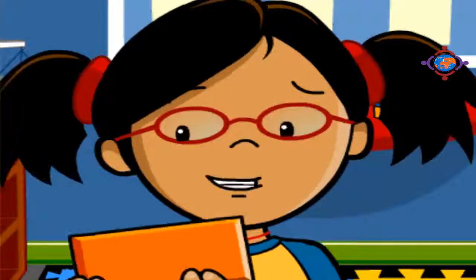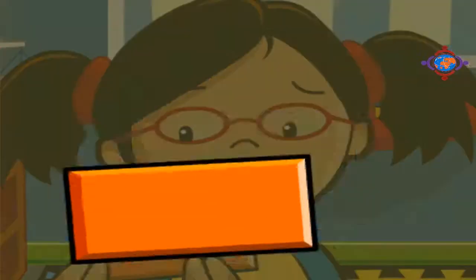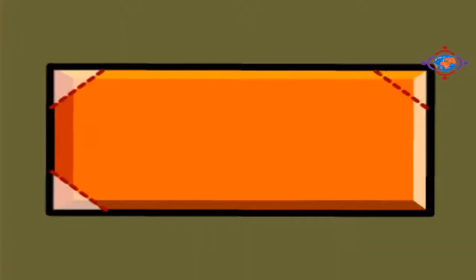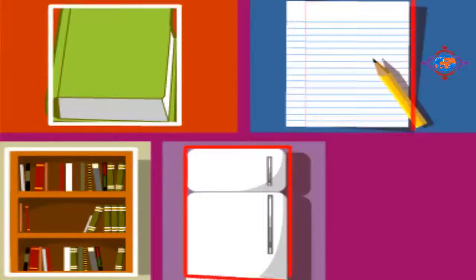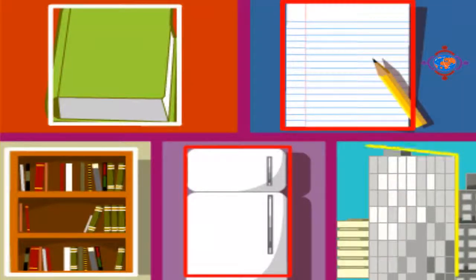What is a rectangle? Well, a rectangle has 4 corners and 4 straight sides just like a square. But a rectangle is different because the sides are not all the same length. The long sides are the same length and the short sides are the same length. A book, bookshelf, refrigerator, a piece of paper, and a skyscraper can all be rectangles.